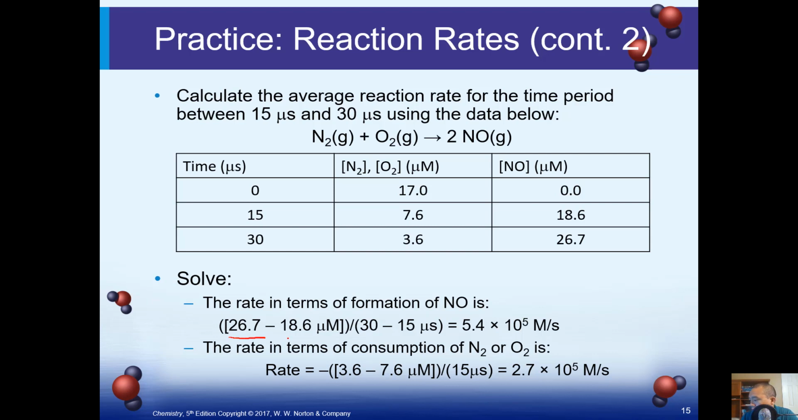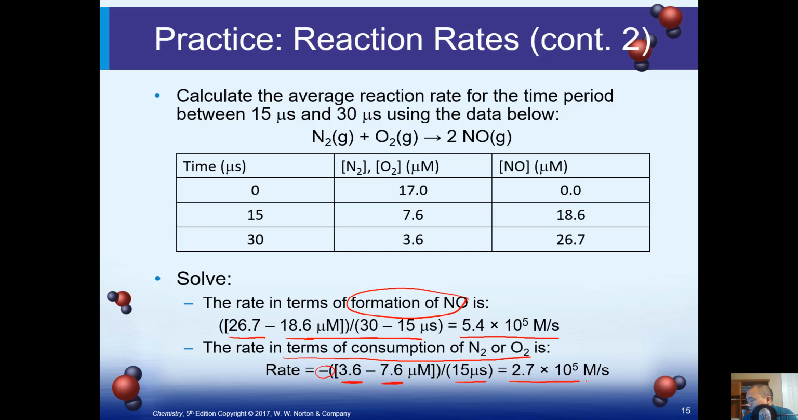So it's the change of concentration divided by the change in time. After we do the calculation, we have the rate based on the formation of nitrogen monoxide. To do the calculation in terms of the consumption of nitrogen or oxygen, we have to put a negative sign before it, because the rate is decreased. The final concentration is smaller than the initial concentration. And the change of time is also from 15th second to 30th second.